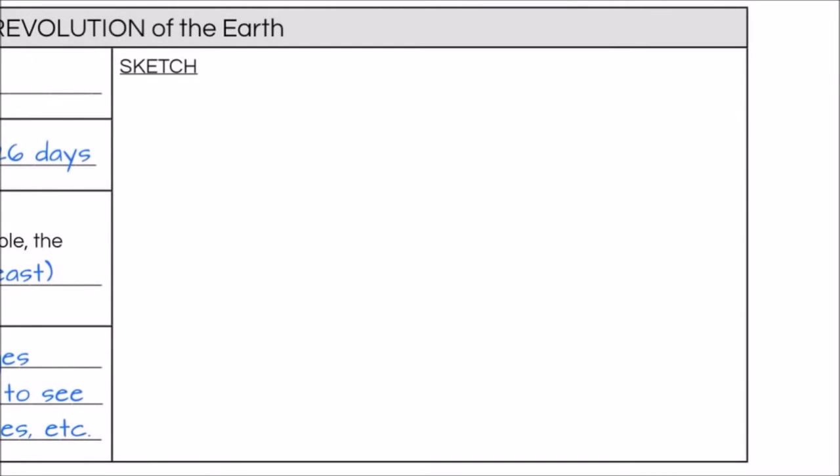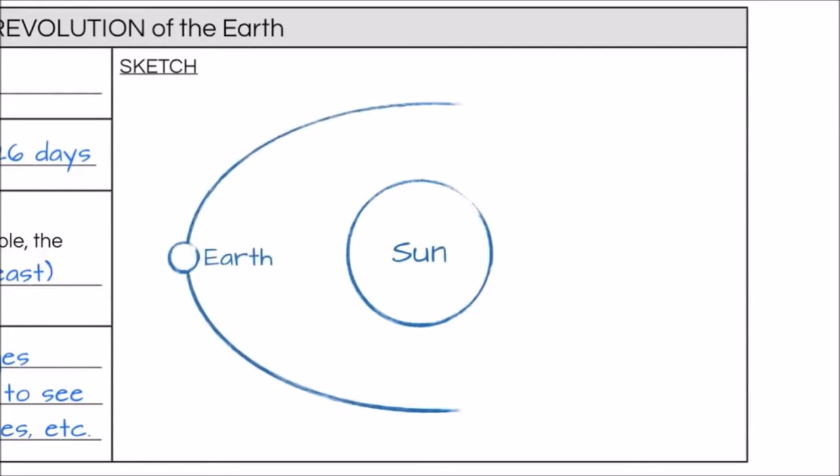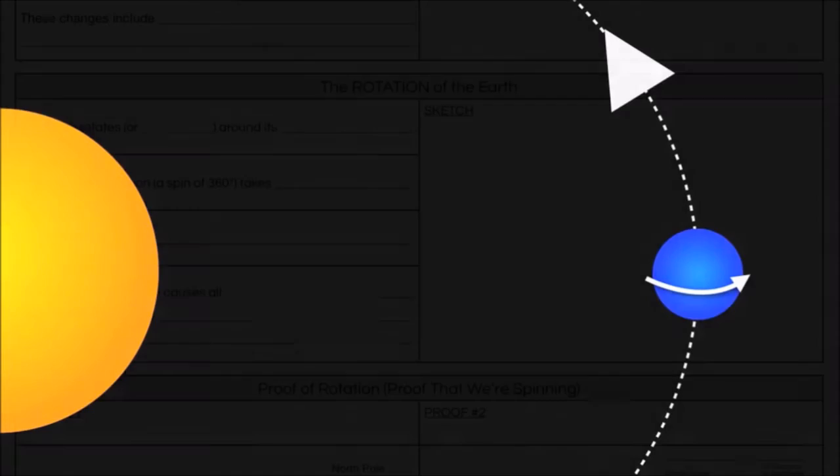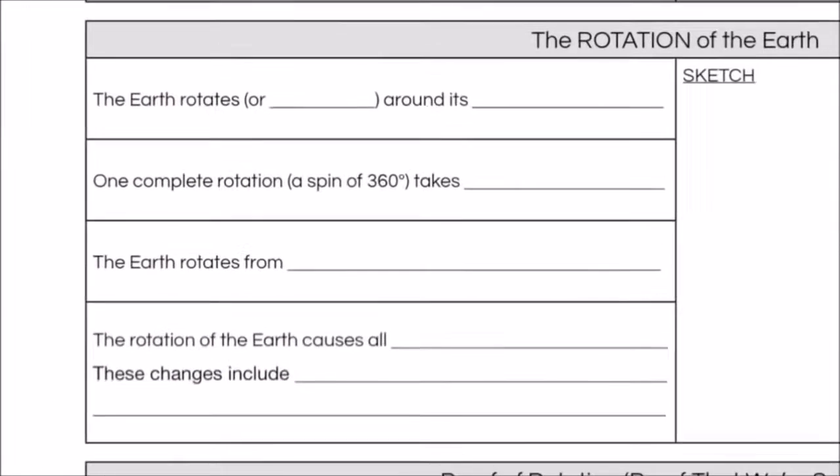Let's draw a quick sketch with the sun in the center and the Earth on the side and the Earth's orbit. Be sure to include the arrow showing that counterclockwise motion. Let's talk about rotation for a moment. Rotation is the Earth's spin on its axis. We complete one spin every day. Let's jot down some notes about rotation.